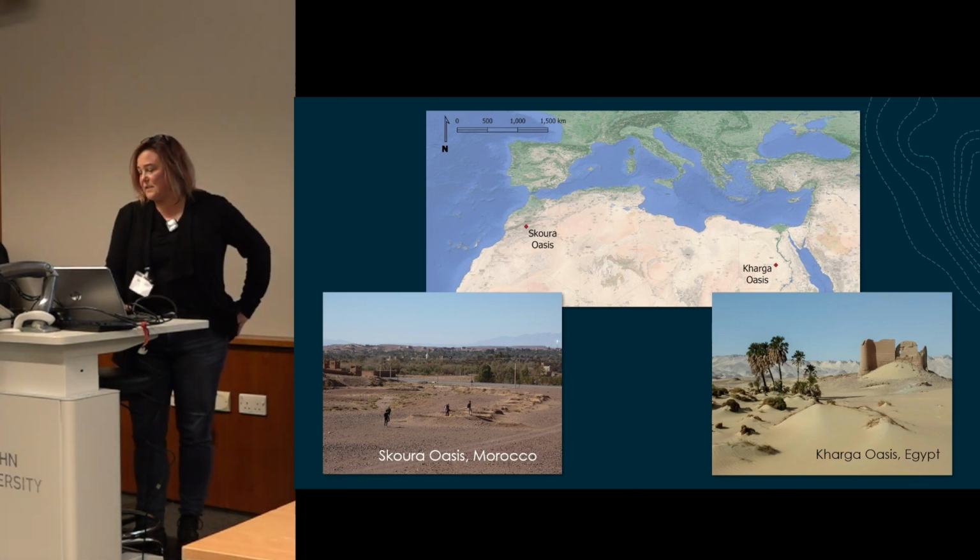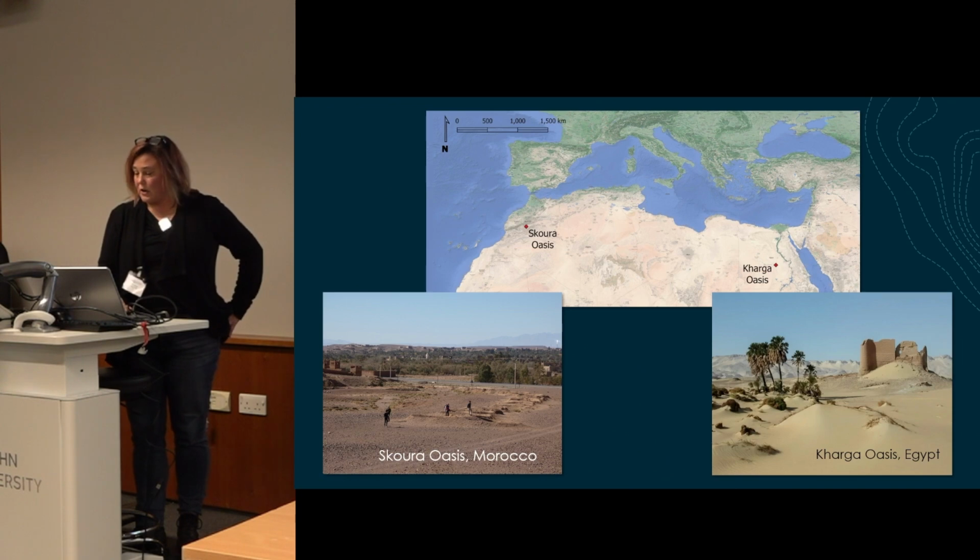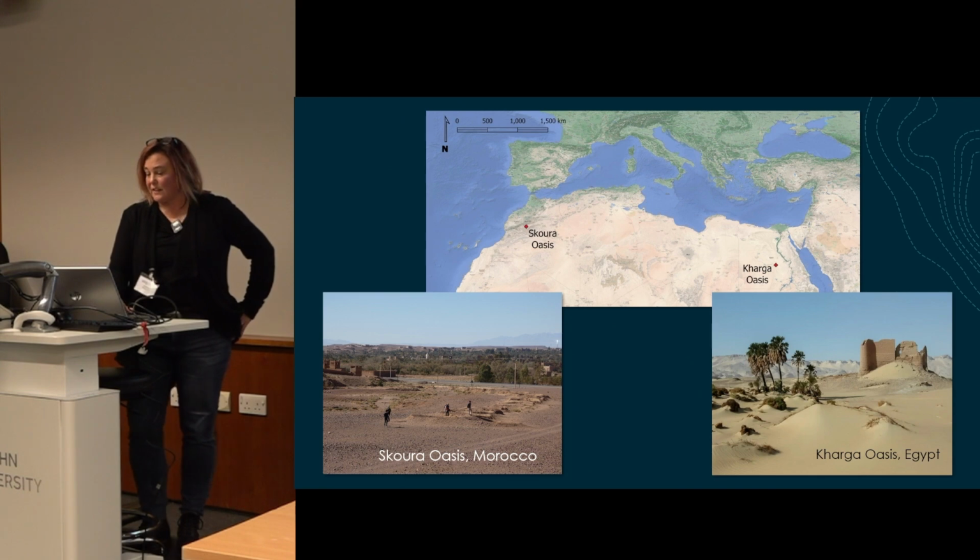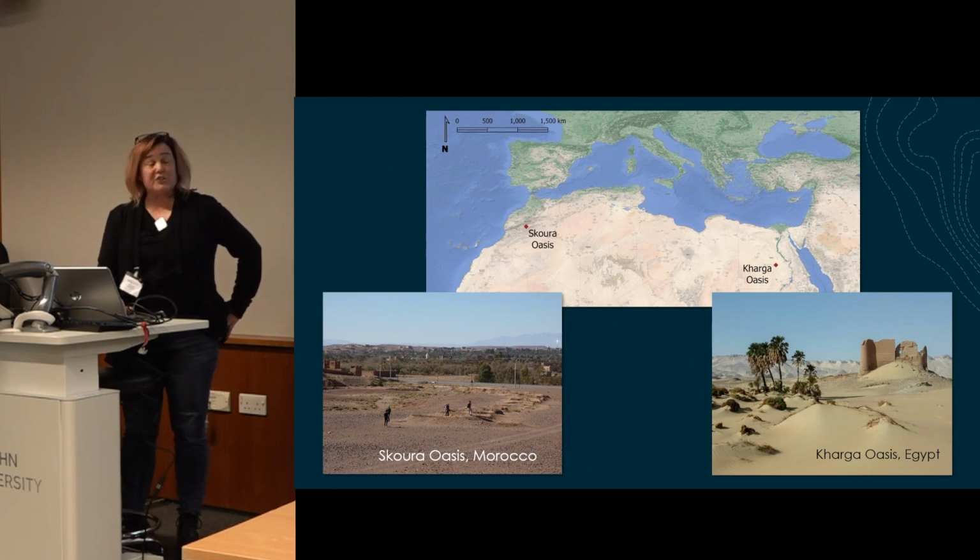So both oases have utilized underground ancient water abstraction features called Khettara in Morocco and Qanat in Egypt. Although the origins of the technology are still unclear, they probably originated in Iran during the Persian era and spread westward through North Africa through Egypt, reaching Morocco by the medieval period.